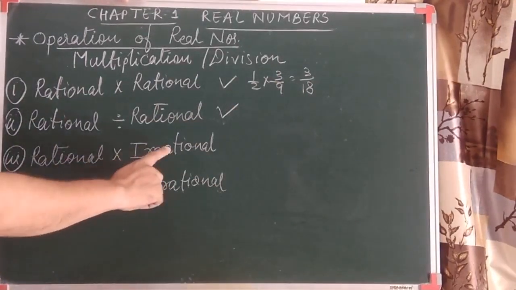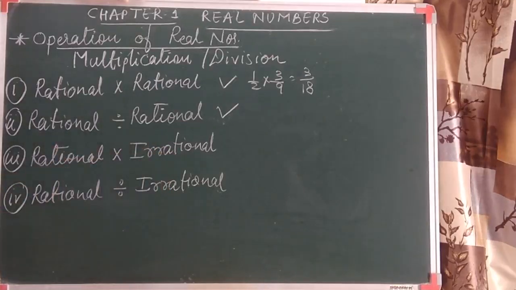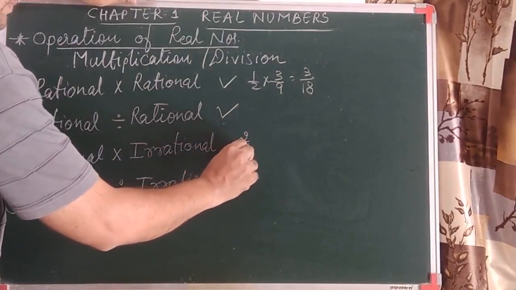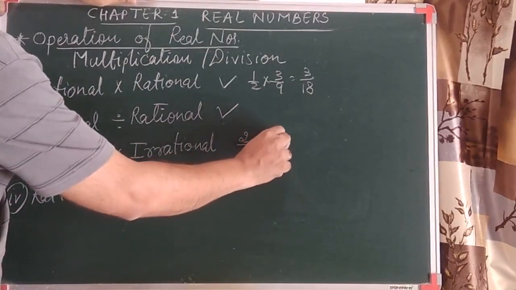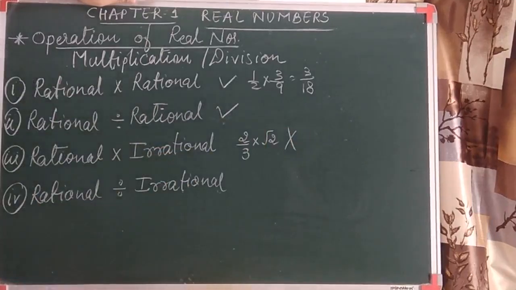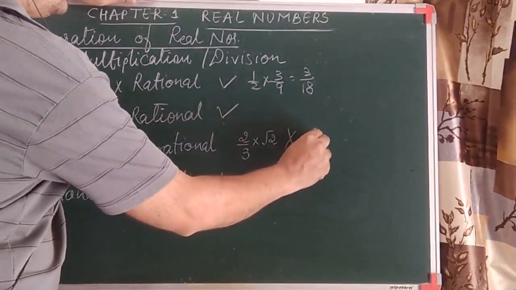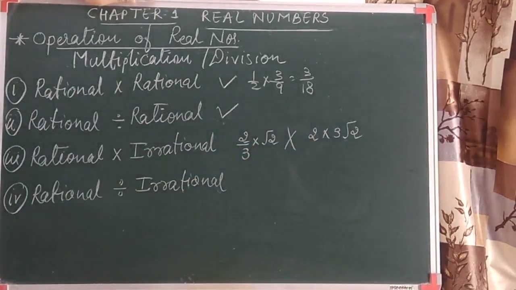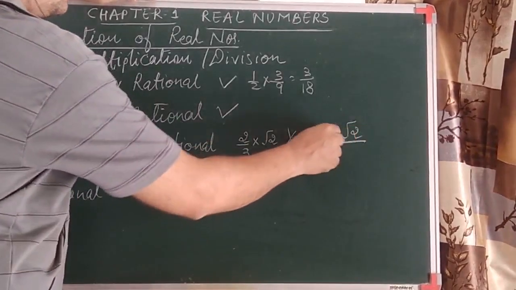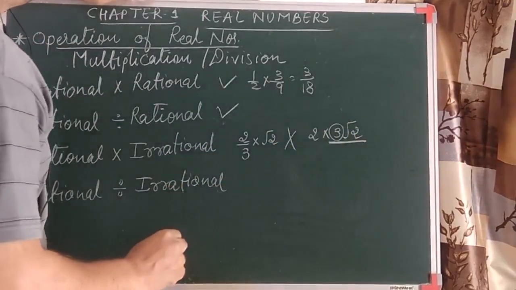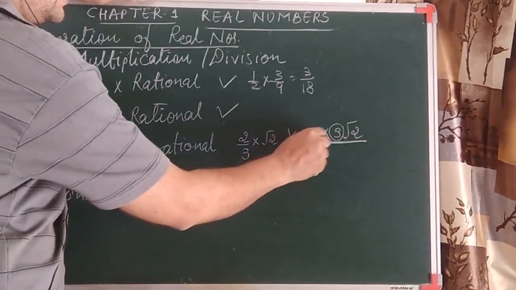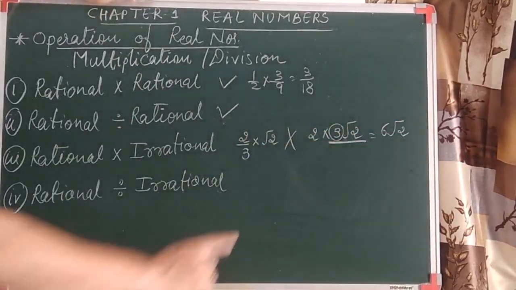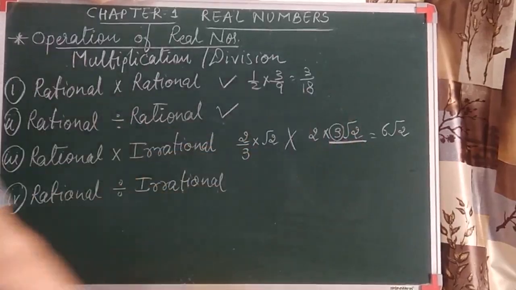A rational into irrational. That means the product of a rational number, suppose 2 upon 3, and an irrational number, it is √2. So it's not possible. Suppose it is like this, 2 into 3√2. You can see that here in the 3√2, 3 is a rational number. So we can multiply 2 and 3, so it becomes 6 and √2 as it is. But this 2 could not be multiplied with √2.